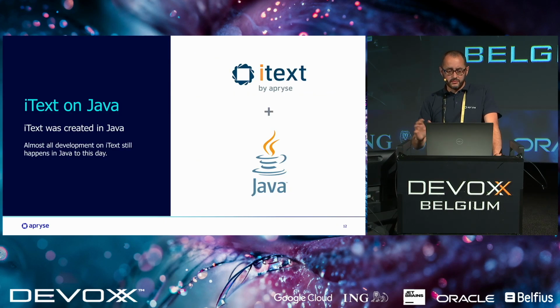So iText on Java. iText was created in Java. Back when I joined, iText was built on Java 5. Not because it was the most modern one at the time, but because our customers used it mostly. But we've increased since then. Almost all development today still happens on Java first. There's a minimal amount of development that we do in C#, and everything translates nicely.